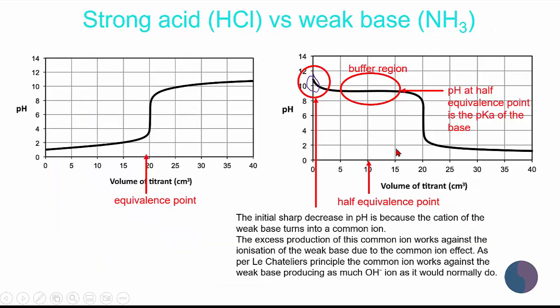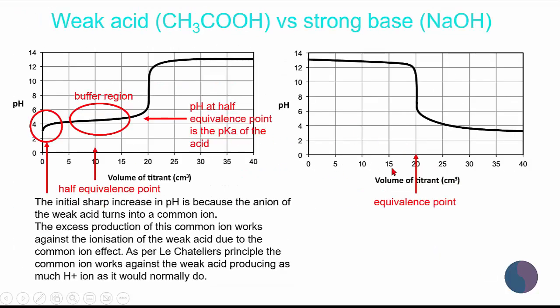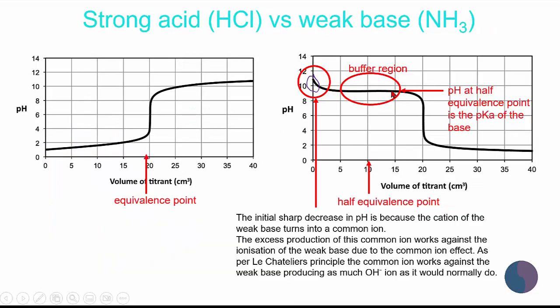The other thing we will talk about very soon, I'll just state it first, is the half equivalence point here. If you draw a line across, that will actually tell you the pKa of the weak acid. Or, this is the equivalence point, that's the half equivalence point, if you draw that pH across there, it is actually the pKa of the weak base.